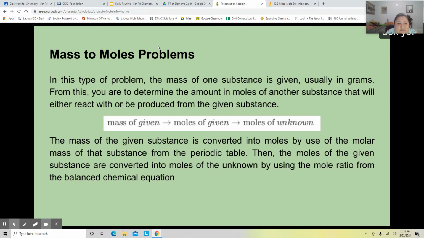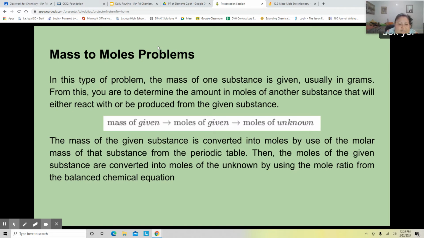And it says here, from this, you're able to determine the amount of moles of another substance that will either react with or be produced from the given substance. So mass of your given, that's like grams of compound A. Then you're going to change it to moles of compound A. From there, you're going to go from moles of compound A to moles of compound B.